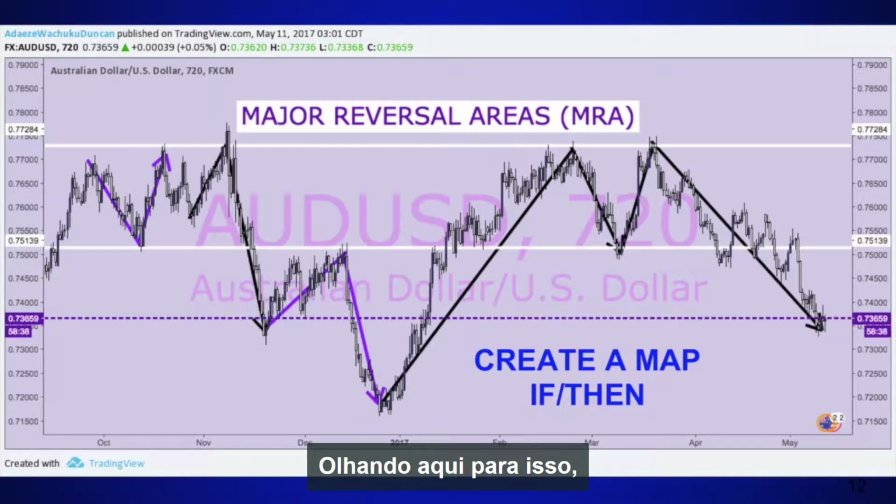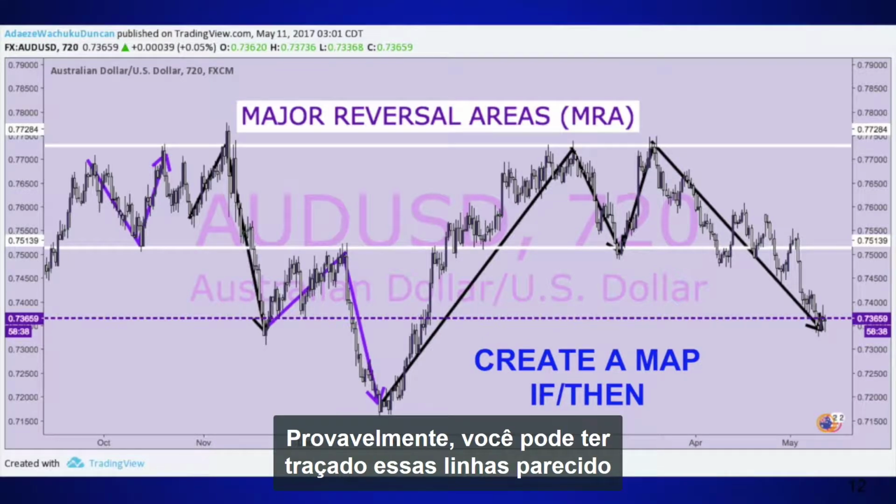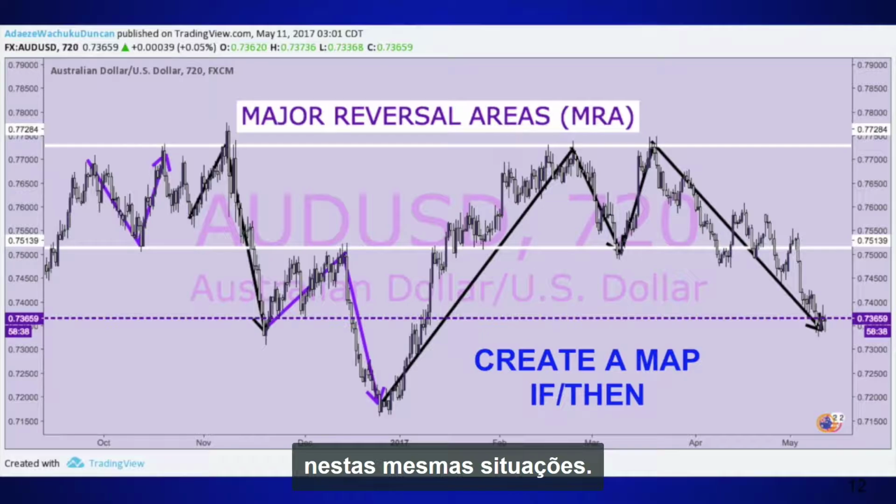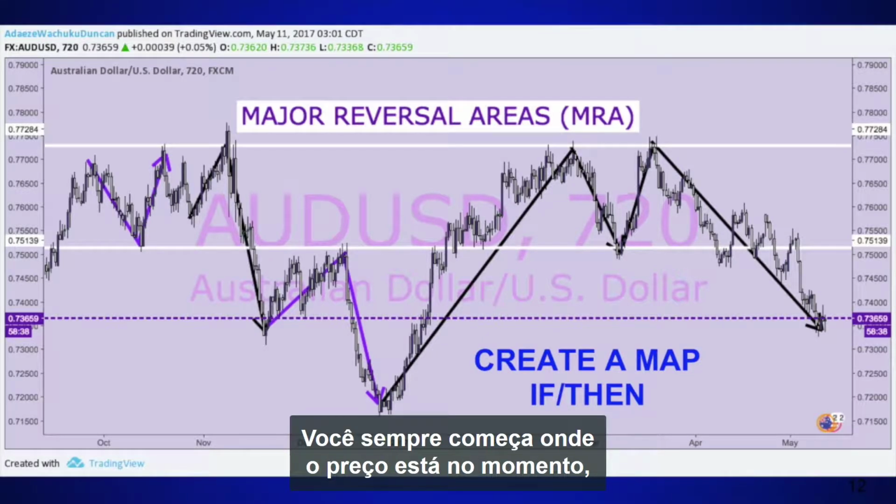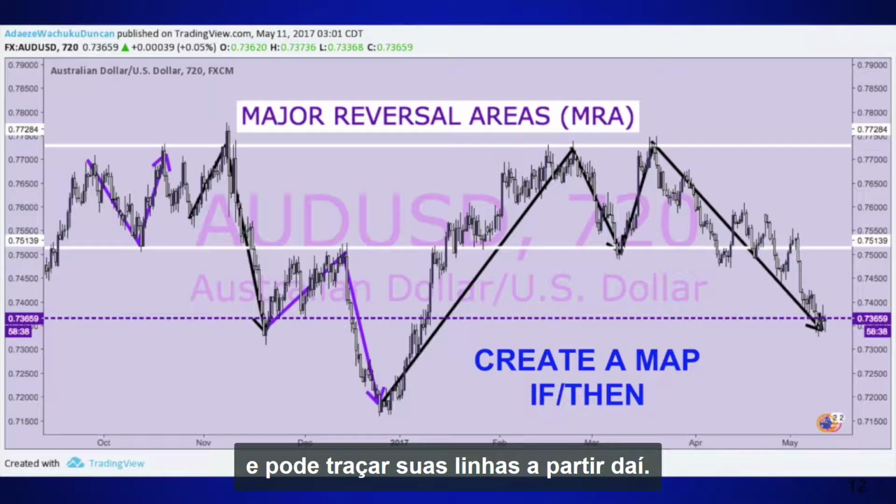Okay. So looking here at the picture, you see where I drew those lines. Most likely, you would have drawn those lines similar in those same situations. The problem is you don't actually have to draw like 50,000 lines. You want to always start where price is currently at and draw your lines starting there. That's where you would want to do it.